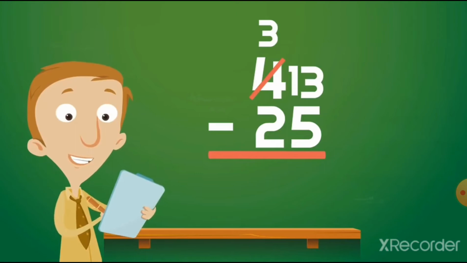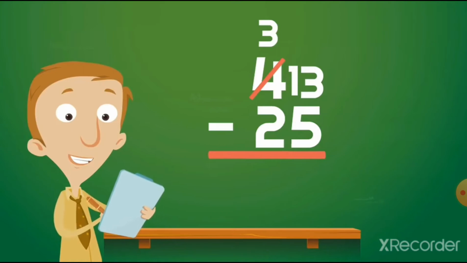Now just simply cut the 5 from the 13. How much is it? Write down your answer in your book first, then I'll write my answer. So 13 minus 5 is equal to how much? Write it down in your book.